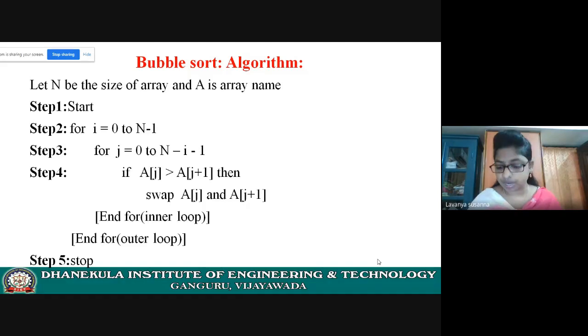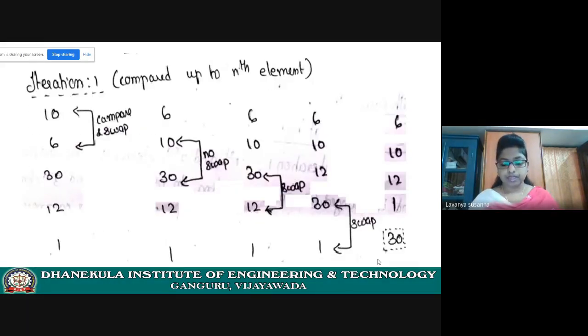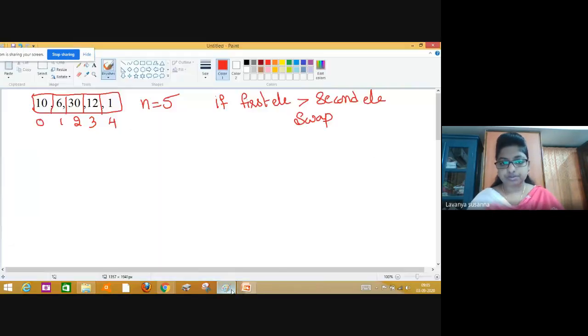Bubble sort. Keep the heading bubble sort. See, these are the elements given: 10, 6, 30, 12 and 1. What you have to do is sort the elements. Sorting means arranging the elements in ascending order using bubble sort. Bubble sort is a technique which is used to sort the elements.